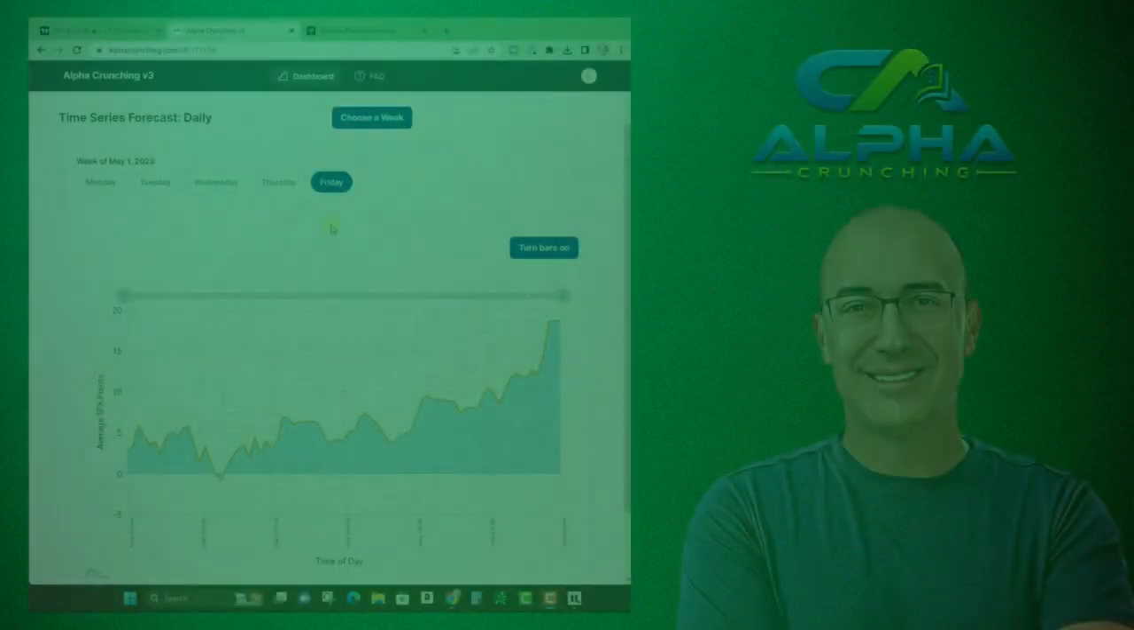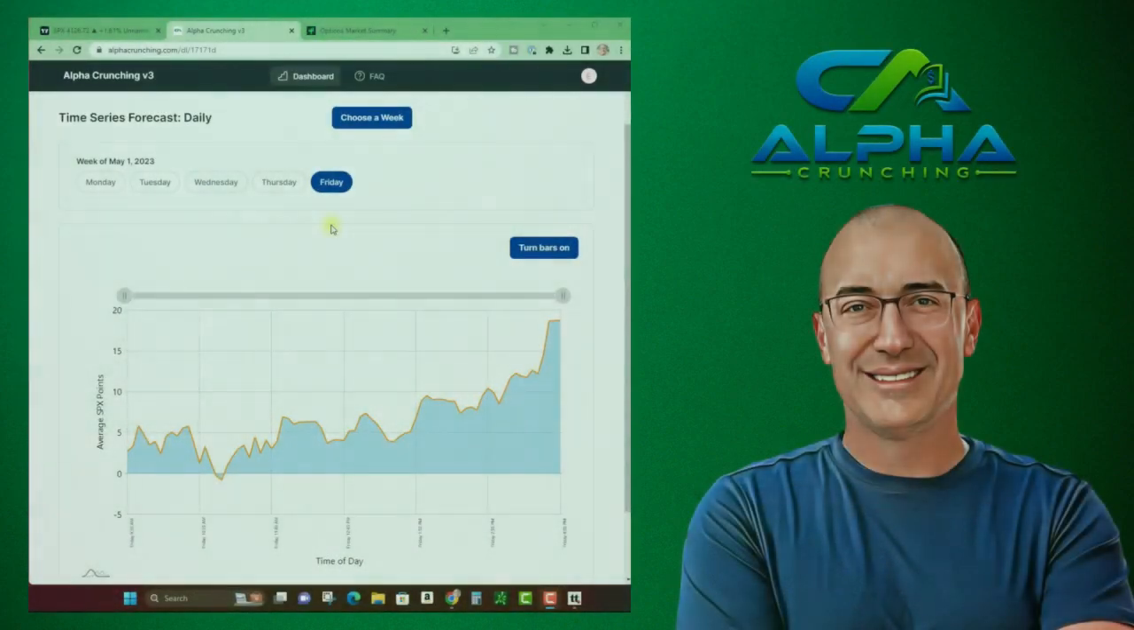All right, I'm just out of another winning SPX 0DTE trade, and I wanted to walk through my process. Before the trading day begins, I always refer to the daily forecast from alphacrunching.com. Alphacrunching.com provides a daily forecast for SPX. All of these charts are available before the trading week begins.